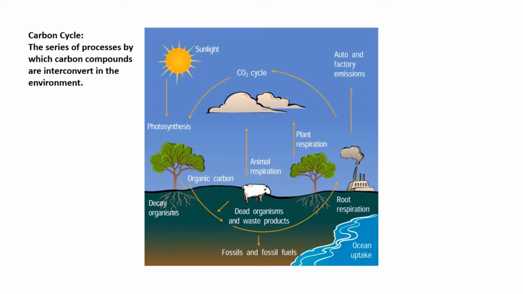The carbon cycle is the series of processes by which carbon compounds are in turn converted in their environment. As you can see in the photo, on the left, photosynthesis gives plants energy by reacting with carbon dioxide and sunlight. The carbon in this reaction is stored in the plants. Then moving down, animals are also made up of carbon as they consume the same plants.